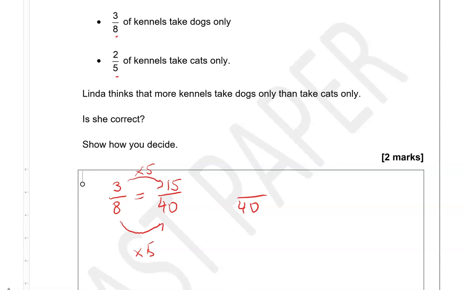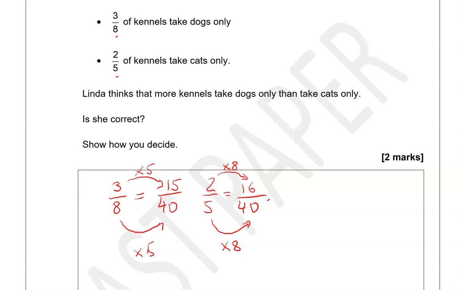Now we need to do the same thing with 2/5. To get from 5 to 40, we multiplied by 8. So we need to do the same thing to the number at the top, which is 2. 2 times 8 is 16. Now we've got 15/40 and 16/40, so we can easily compare. This is greater. So 2/5 is greater than 3/8.